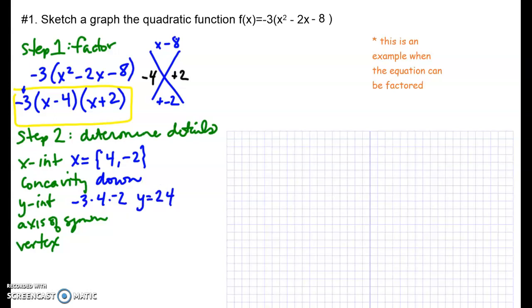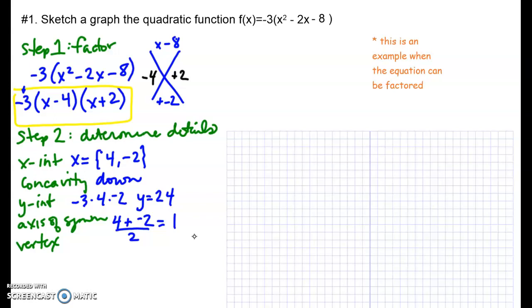The axis of symmetry is going to happen in the very center of these two x-intercepts. So if we add these up, 4 plus -2 is 2, and we divide by 2, we get 1. Let me write that down. r plus s divided by 2 equals 1. So it happens at x equals 1.